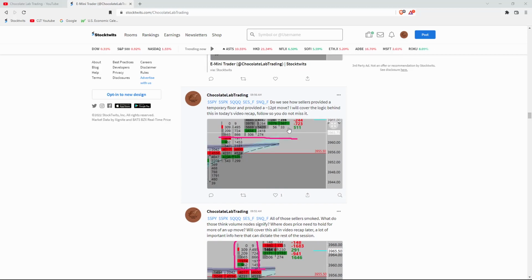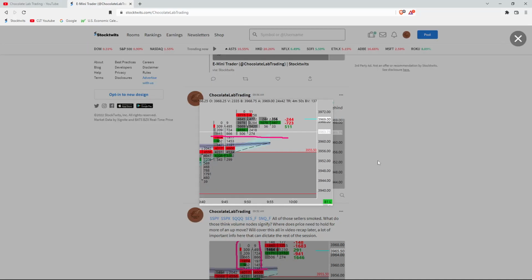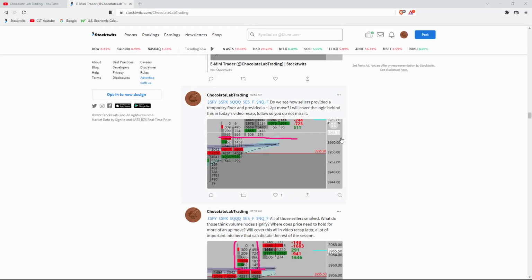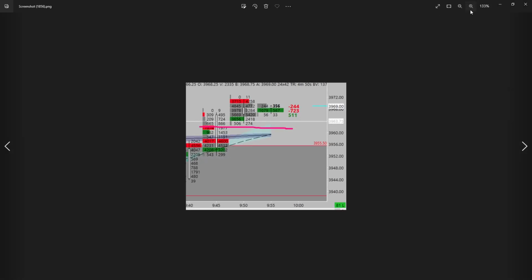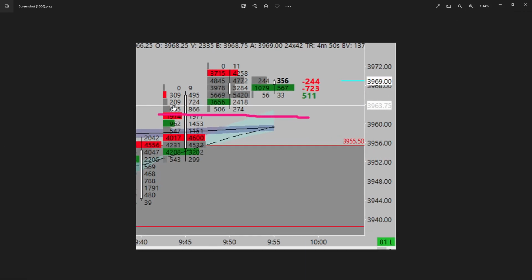Okay. Do we see how sellers provided a temporary floor, provided a 12-point move? I will cover the logic behind this. Let me pull this picture up again. This, I feel, would definitely be much easier for you guys to see. All right. So sellers here, and there were sellers here, and they got stopped out and provided a floor.